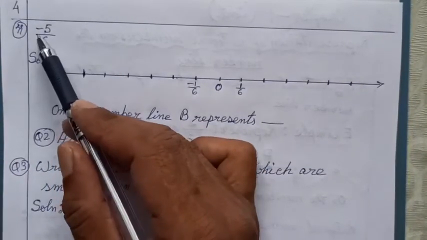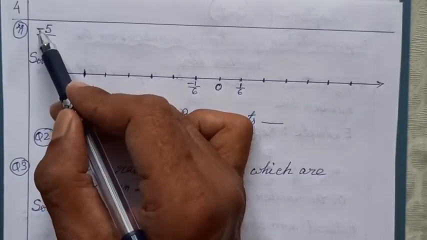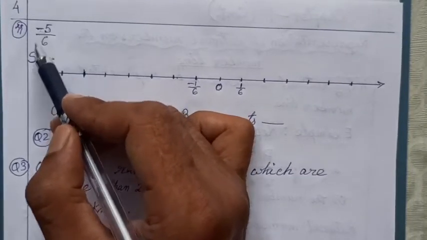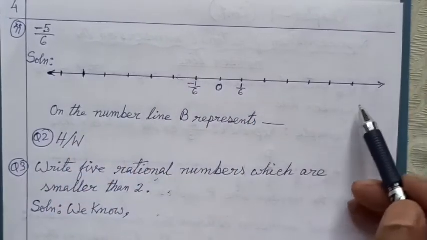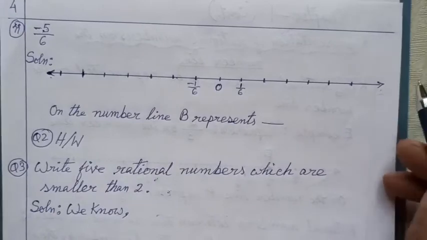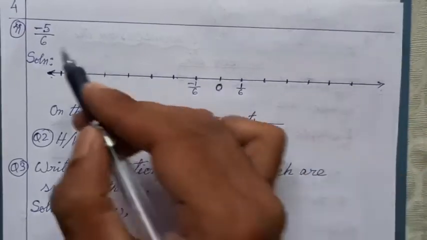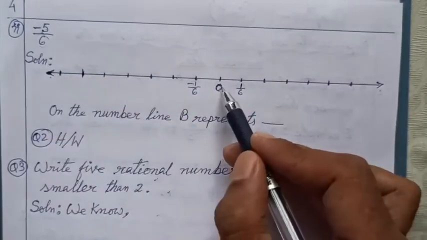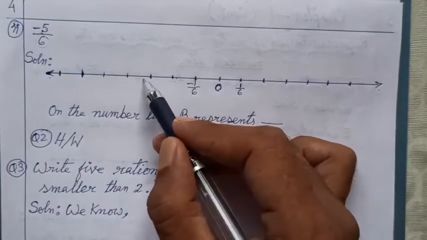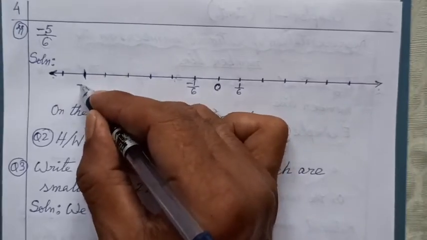Roman number 2, -5/6. Since here is a minus sign, if there is a minus sign, we have to be careful. So this is a number line. On both sides, I am putting an arrow mark. Here one arrow mark, here one arrow mark. And now this point I represent 0. And you see the denominator is 6. So let's start counting. 1, 2, 3, 4, 5, 6. This point will represent -1.